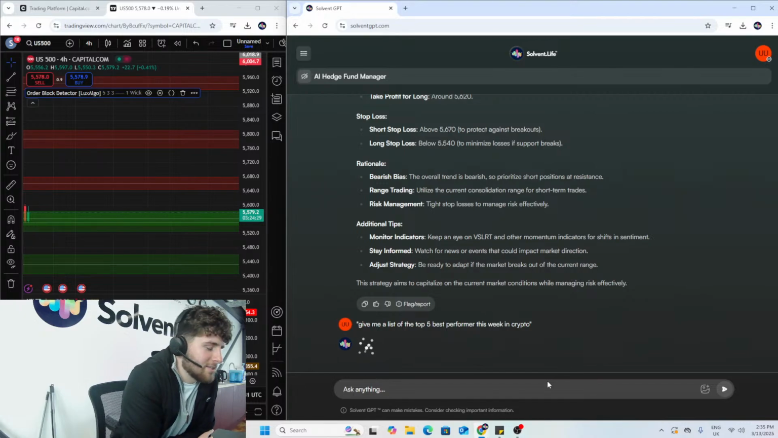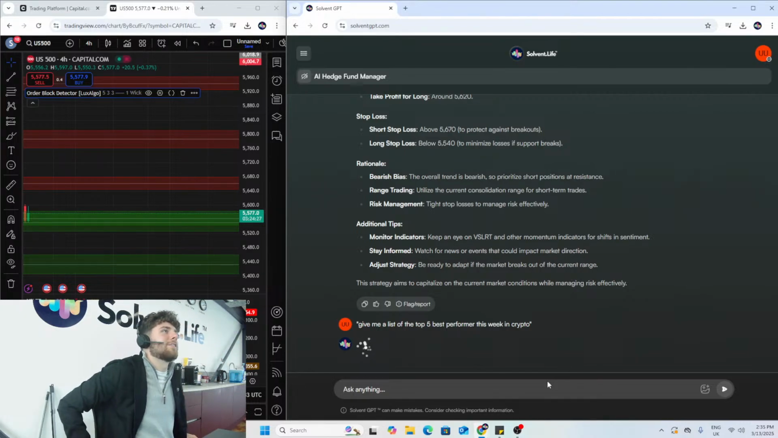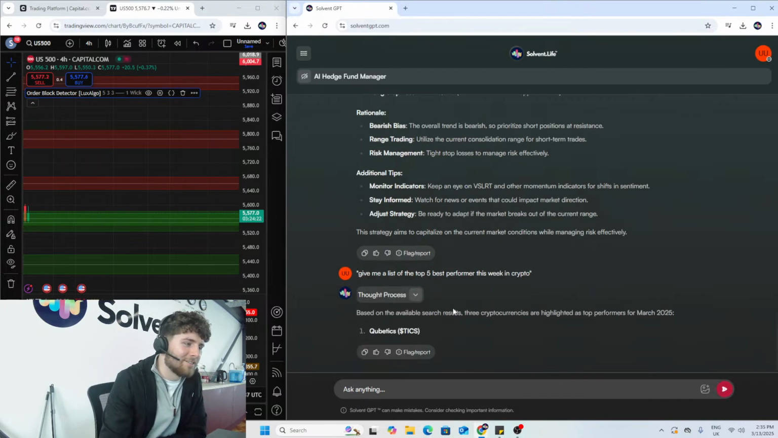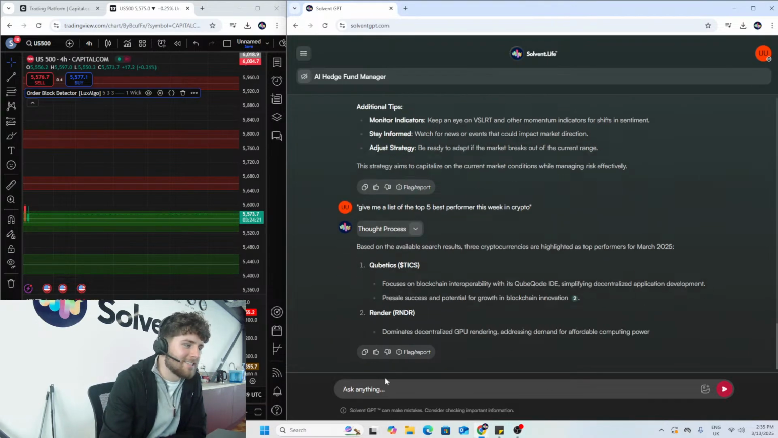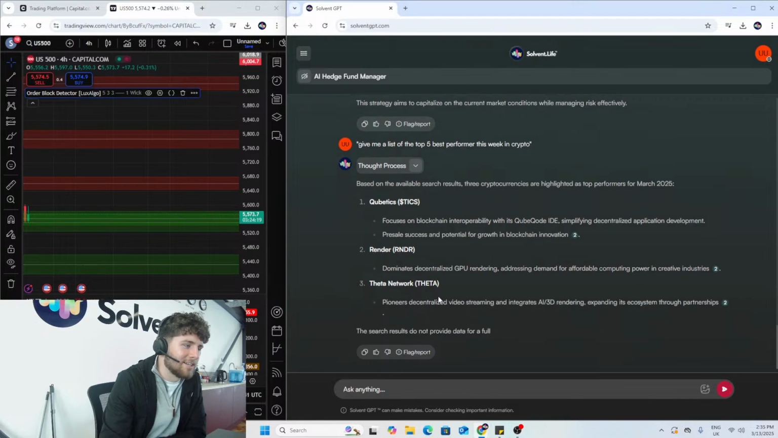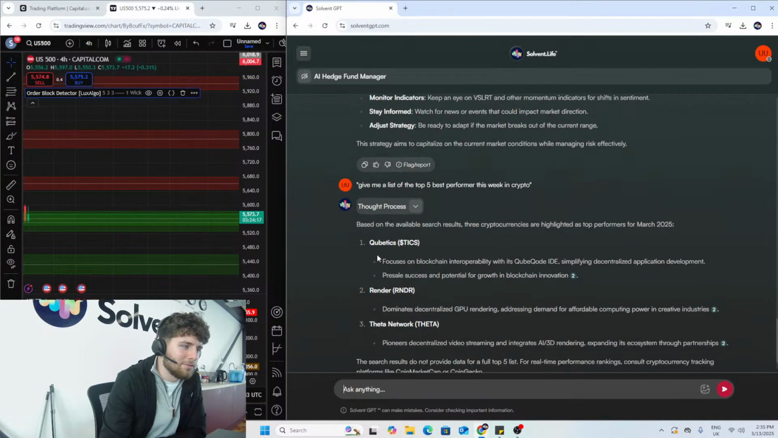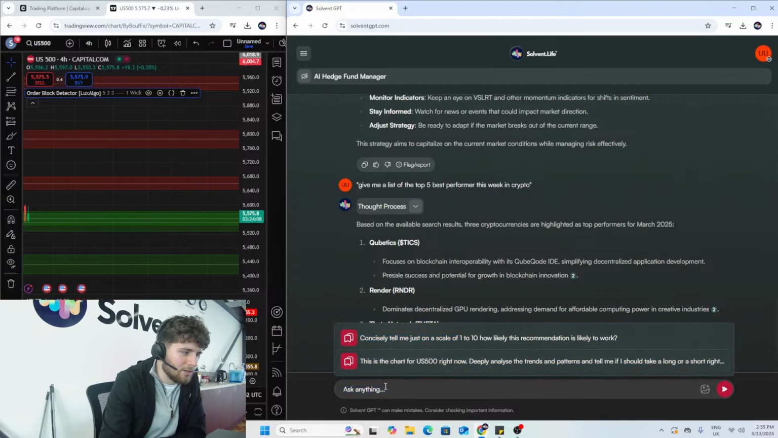What does it say about XRP? I don't know, and I'm not going to ask it, actually. Cubetics, we have Render, Theta Network. Okay, so we have the top 3 right here: Cubetics, Render, and Theta Network, the ticker being Theta. Let's take a look at Theta.